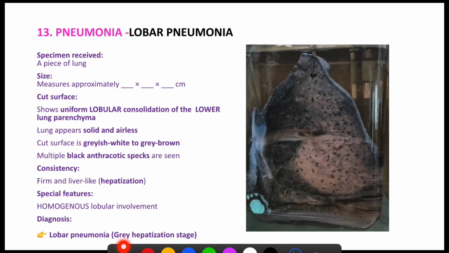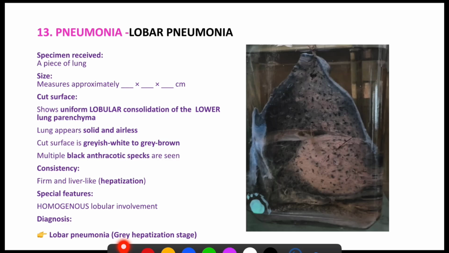First phase is congestion, second is red hepatization, where there is an excessive amount of RBCs you can identify in microscopy. Third stage is grey hepatization, where there is consolidation, meaning thickening. Lung is generally a spongy organ, but whenever there is pneumonia, this type of hepatization occurs. Why is it called hepatization?